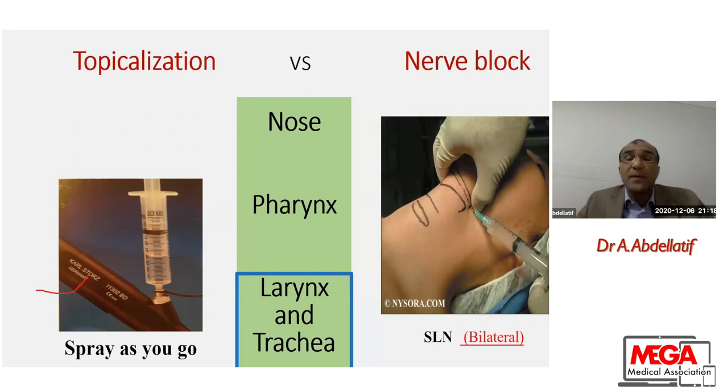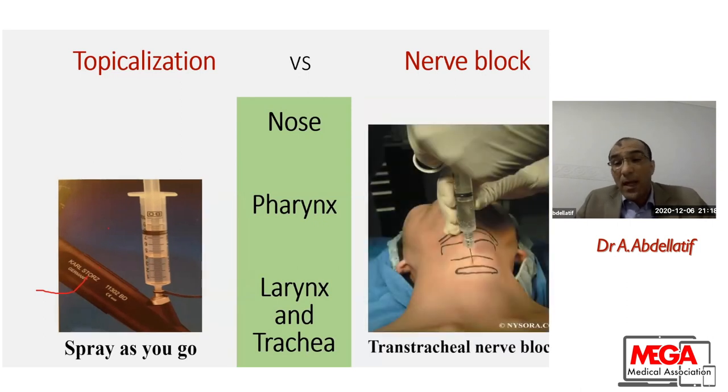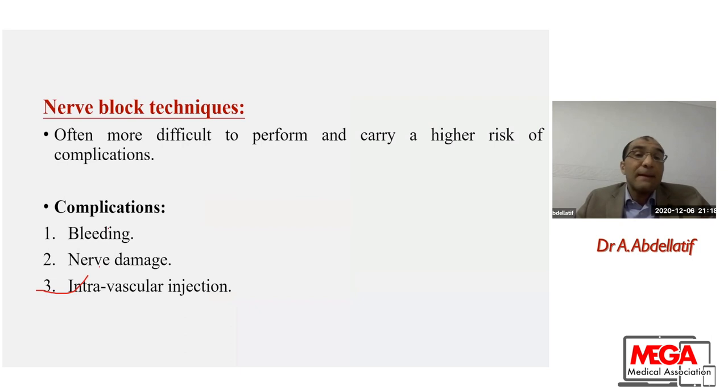The alternative is nerve block: superior laryngeal block, again bilateral, 2 injections, and transtracheal nerve block. Of course, I prefer the topicalization method because it's less invasive. The nerve block techniques are more difficult to perform and carry higher risk, like bleeding, nerve damage, or intramuscular injection.